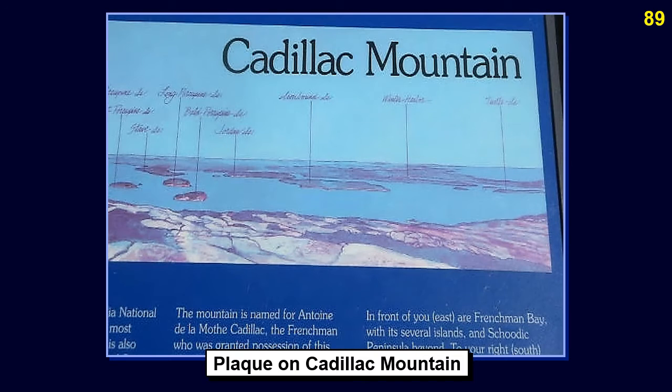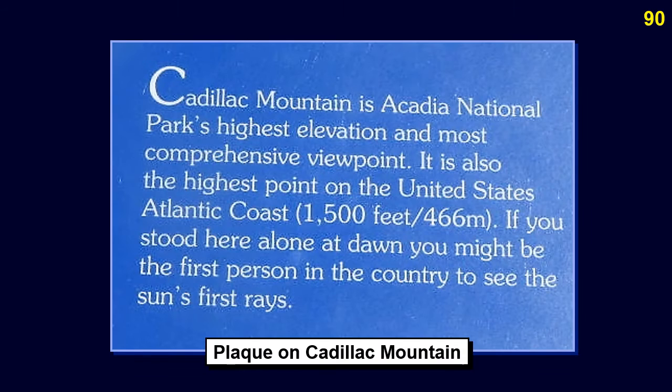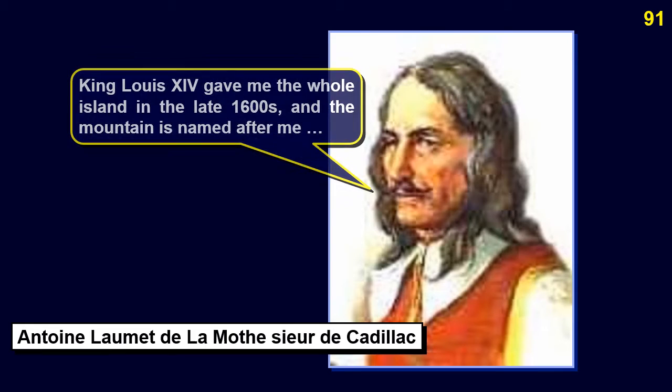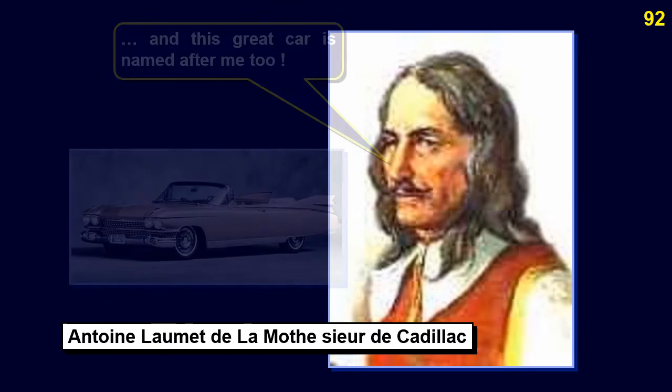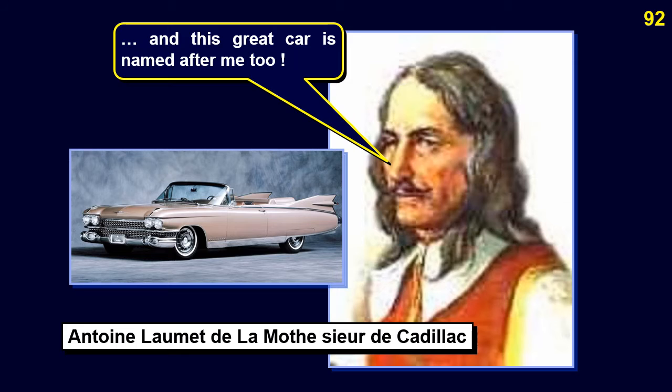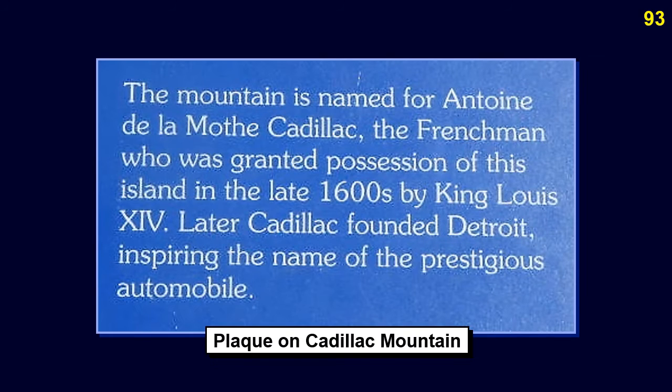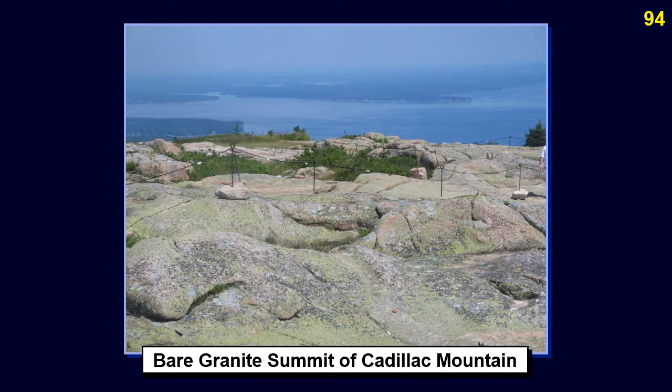This is a plaque on Cadillac Mountain. This is the inscription on the plaque on Cadillac Mountain. Cadillac Mountain was named for Antoine Laumet de la Mothe, Sieur de Cadillac. King Louis XIV of France gave him Mount Desert Island in the late 1600s. The Cadillac automobile was named for Antoine de Cadillac. This is another part of the inscription on the plaque on Cadillac Mountain. This is the bare granite summit of Cadillac Mountain.